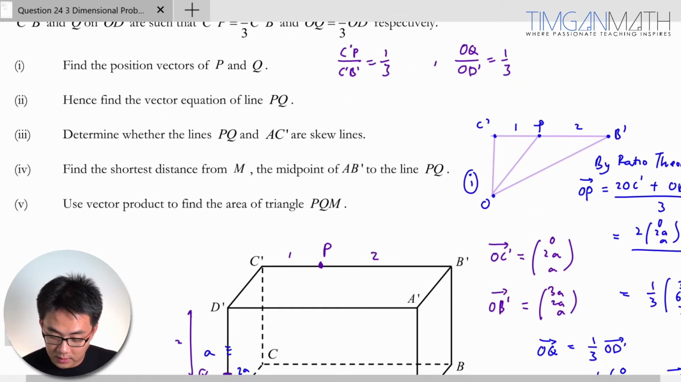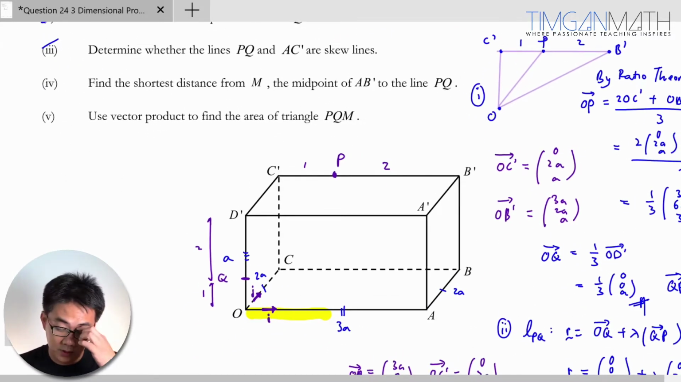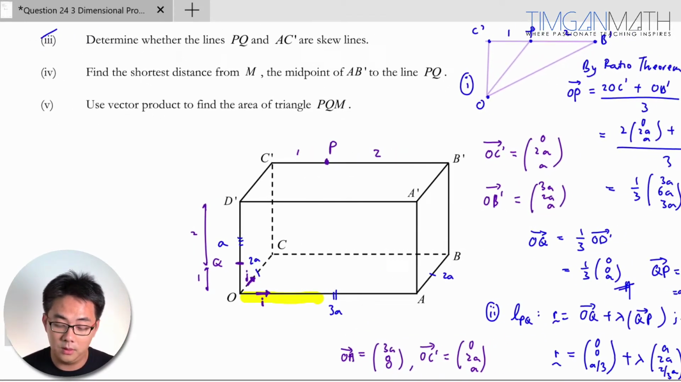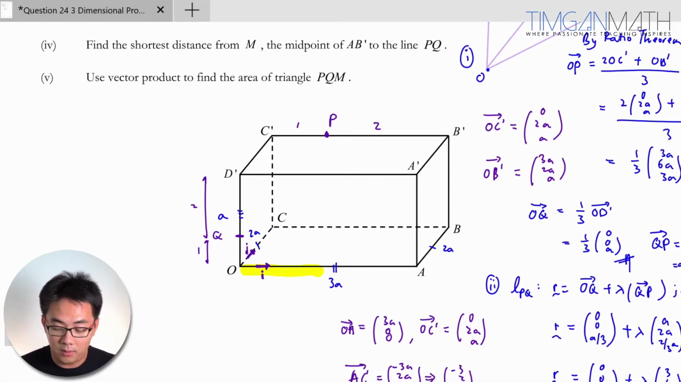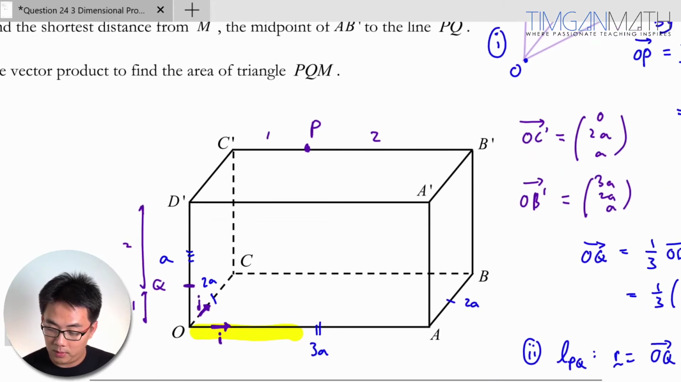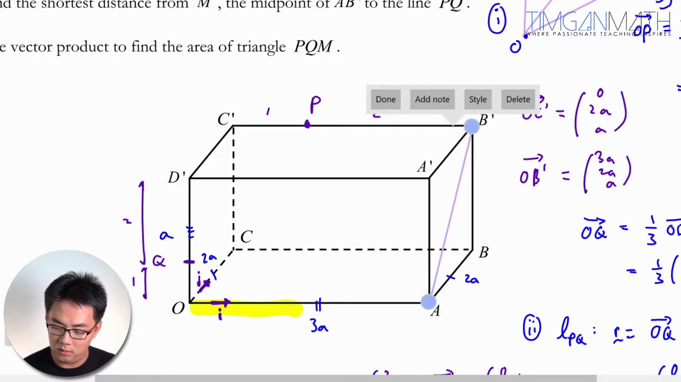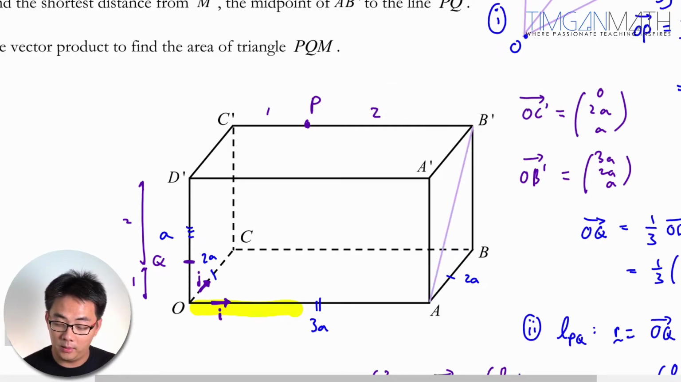So I'm done with this one. Find the shortest distance from M, the midpoint of AB prime, to the line PQ. Use the vector product to find the area of triangle PQM. Oh my goodness. M is the midpoint of AB prime. Where's AB prime? Oh, AB prime is here. To which line again? To line PQ. So this is M.